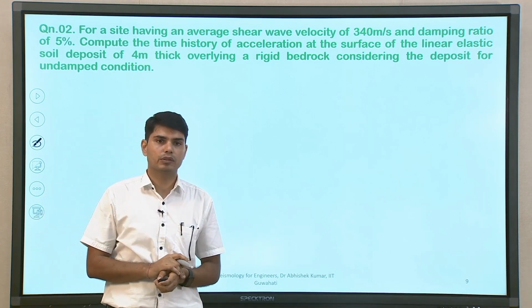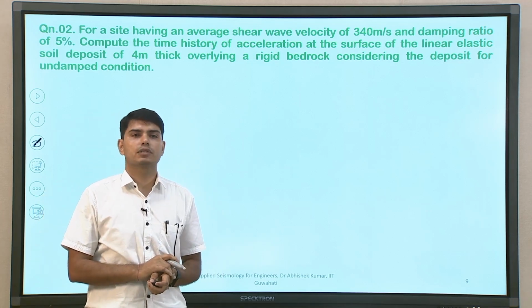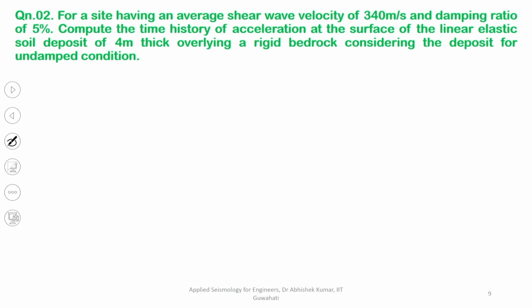Okay, let us see an example so that it will be clear. There is a site having a shear velocity of 340 meter per second, and it is damped soil, so you have a damping ratio of 5%. It is asked to find the acceleration time history at the top of that soil layer. Now, it will not be an undamped case, because the damping value is already given here, so I am just striking it out.